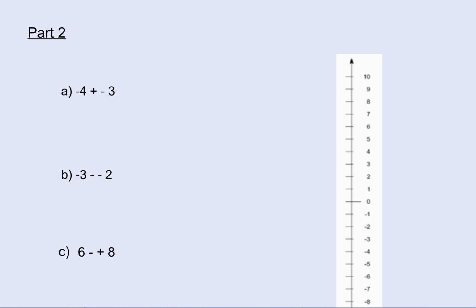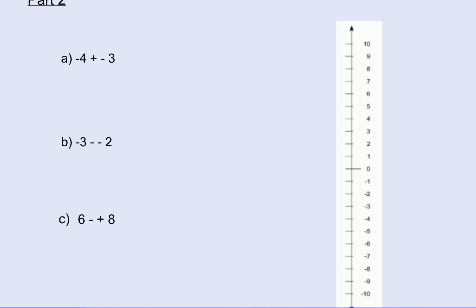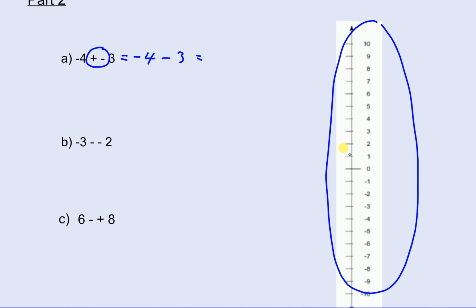Okay, so here we go for part 2. You see all these questions have got 2 symbols together. So first thing we do is we write the question again. So I've got -4, and then I look here, I've got a plus and a minus. Go back to my notes, plus and a minus, I've changed that to a minus. Now we look over on the right at our number line. I'm not going to draw on it this time, I'm just going to talk through it. So I start at -4, which is down here, go down 3 spots, 1, 2, 3, I finish at -7.